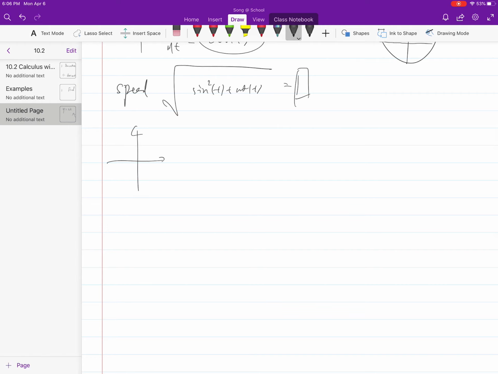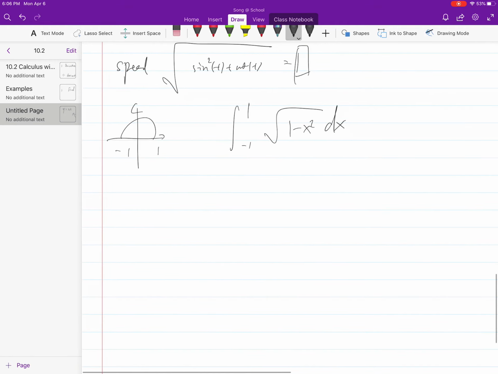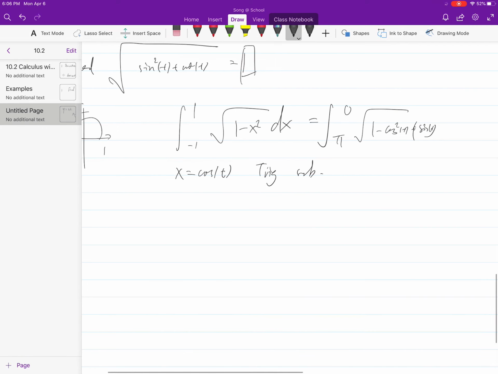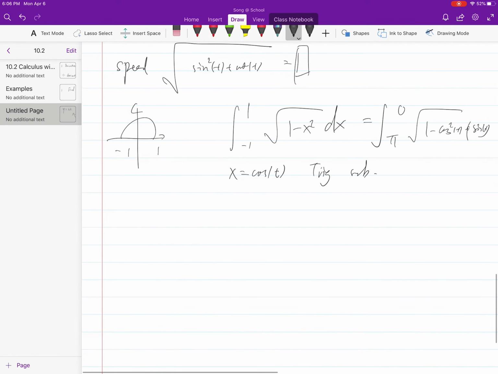One thing I didn't mention here, consider how we did the area of the circle here, right? What we do is we do from -1 to 1 square root of 1 minus x squared dx. Now I'm going to ask you this question. If it were you to solve this equation, what are you going to do? Probably the first thing you're going to do is you're going to assign x equal to cosine t. You'd call this a trig sub. And this one becomes pi to 0 square root of 1 minus cosine squared t, dx, which is negative sine t. And you finish this thing, right?